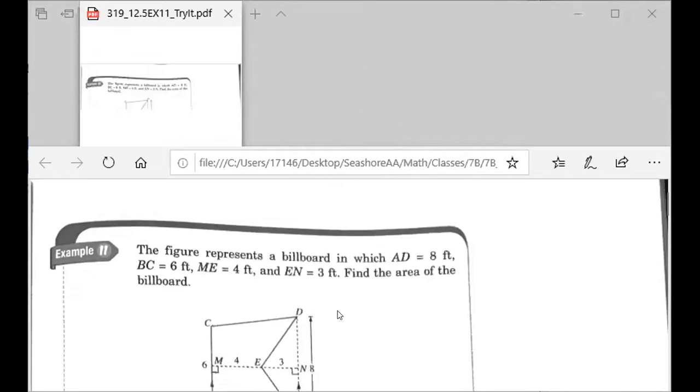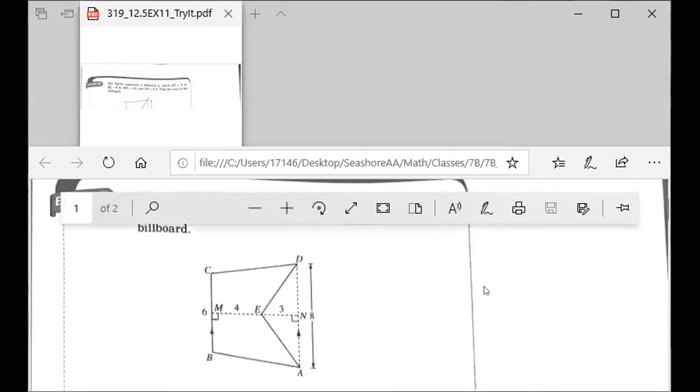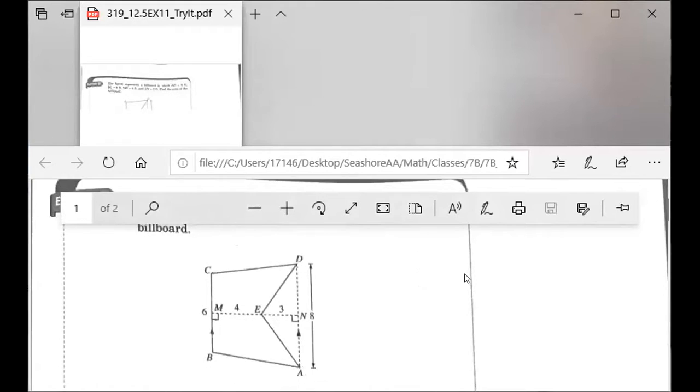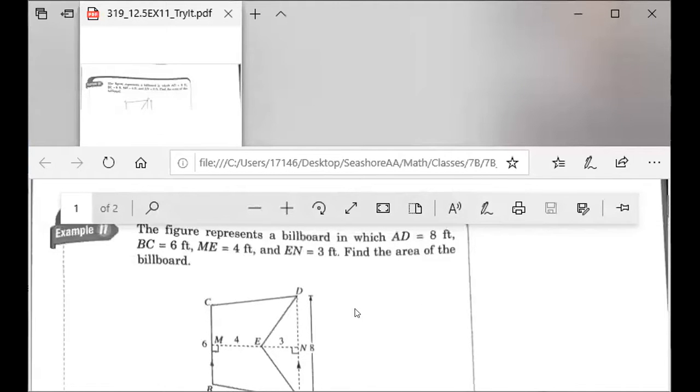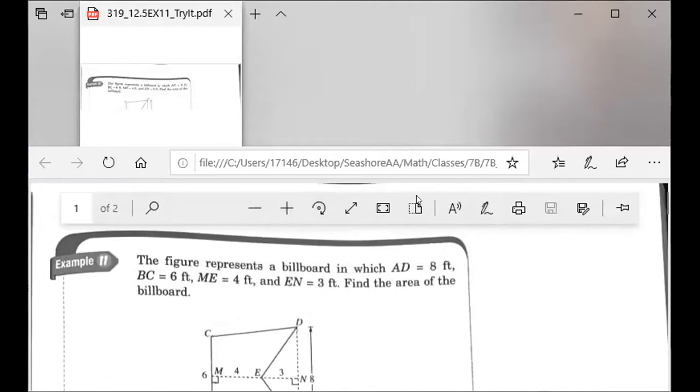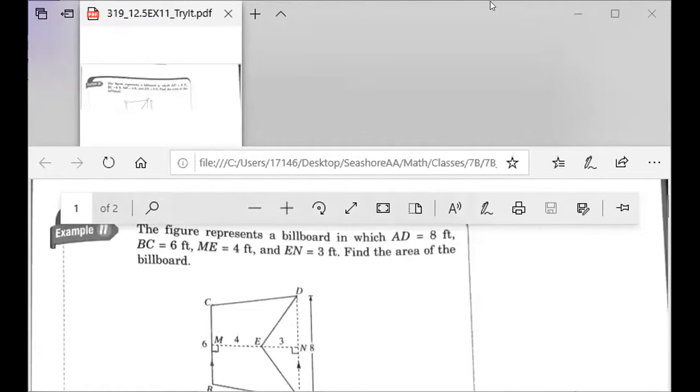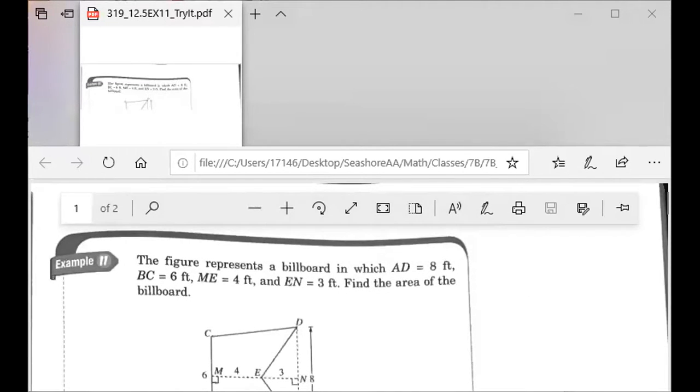So this will be today's topic for our practice. We are going to figure out this figure, the billboard figure. And Dixon, can you read the question for us?